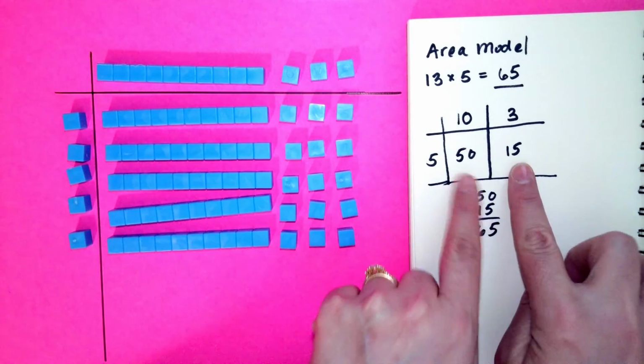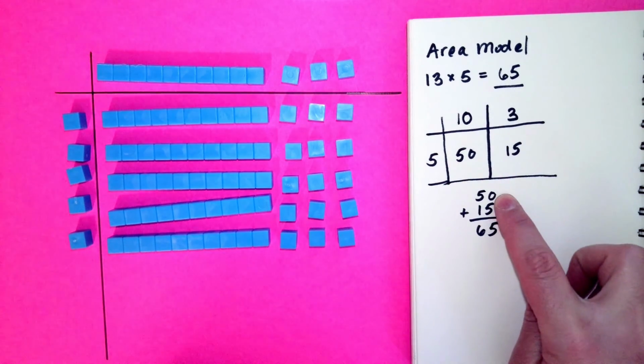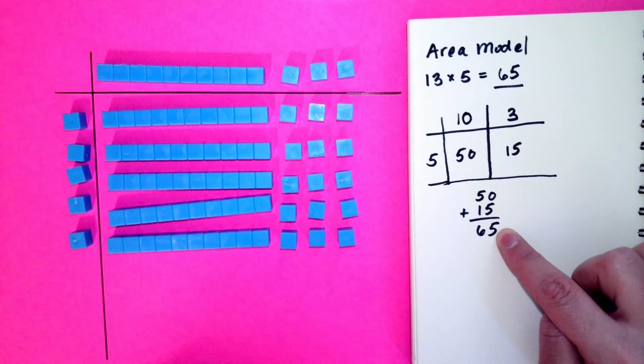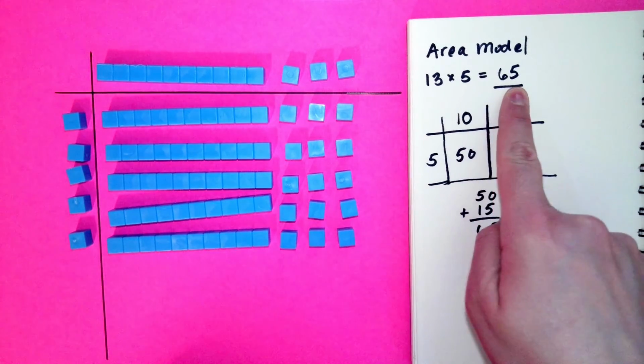3 times 5 ones gives me 15 here. So my partial products are the same in my area model and my base 10 model. And when I add them together, 50 plus 15 will give me the same total, 65. So my product, 13 times 5, is 65.